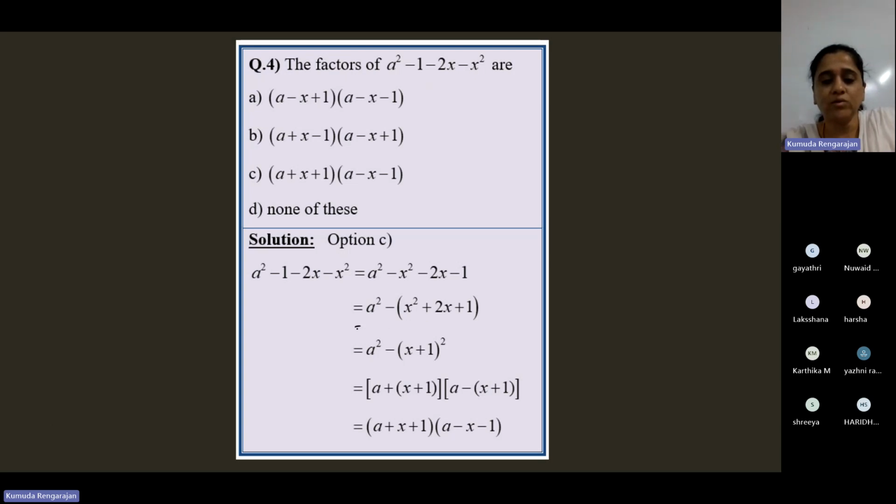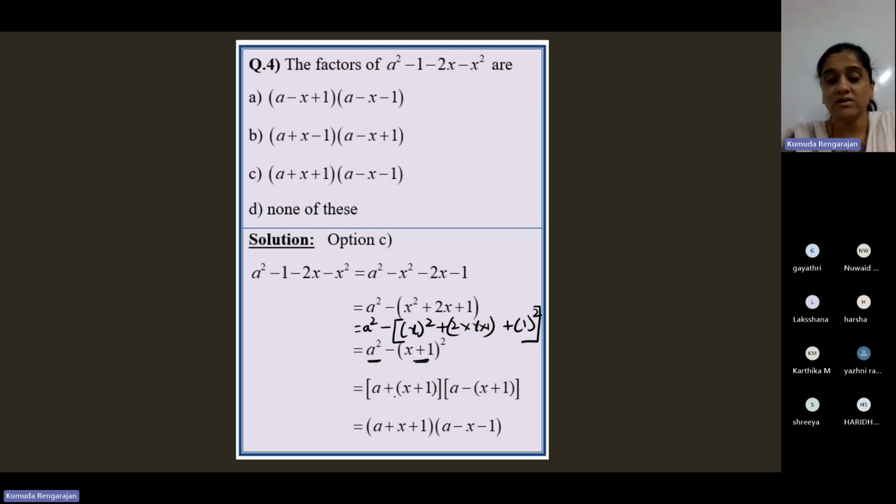Now, I'd given you one more step here. So now these three terms are of the form a the whole square plus b the whole square plus 2 into a into b, which makes a plus b the whole square. So x plus 1 the whole square. So we have a square minus x plus 1 the whole square. Now further this is of the form a square minus b square, which can be factorized as a plus b into a minus b.